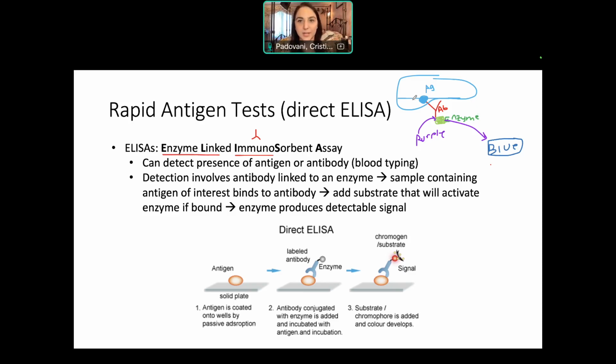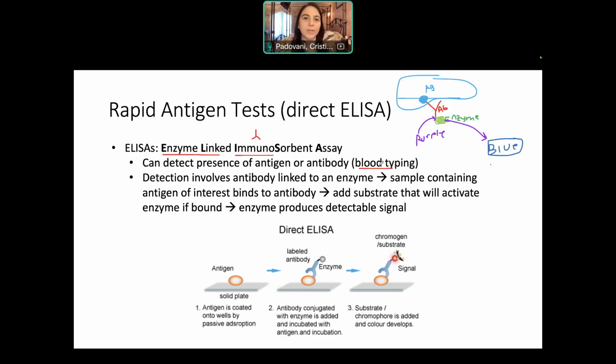If there is very little antigen, this signal will be extremely low, or maybe there is no signal. This enzyme will really only work in the presence of antigen, but it is dependent on how much of that antigen is present in your sample. Okay? Cool. So this can detect presence of antigen or antibody. So blood typing, yeah, this is how blood typing works as well.